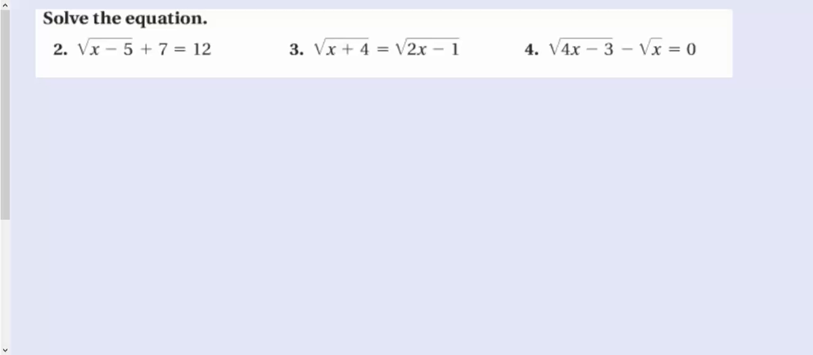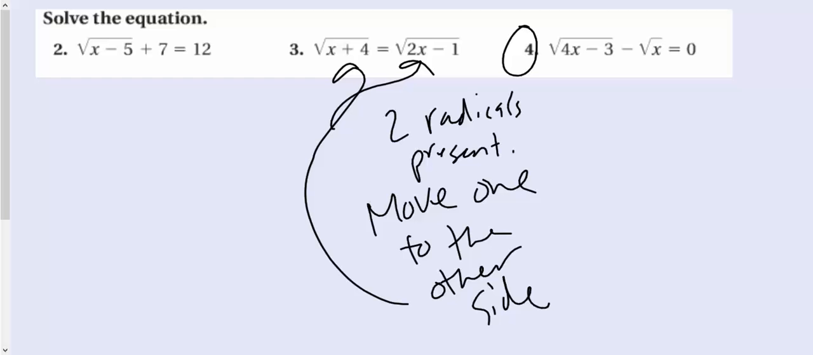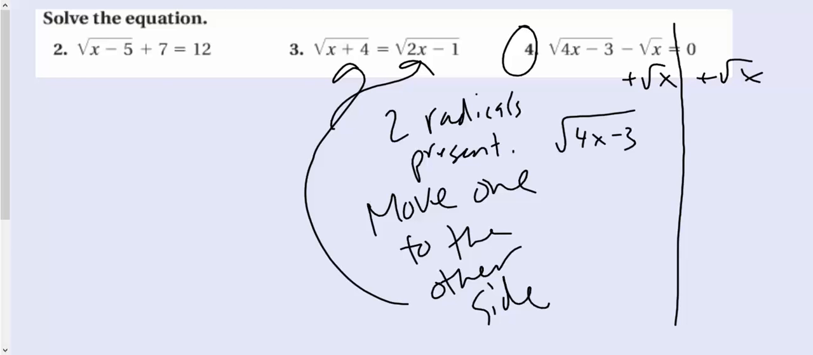Alright, there's a question here that I want to show you. It's number 4. Now this one you have two radicals. When this happens, when there's two radicals present, move one to the other side. Like this. There's there and there. So this one here, I'm going to add the root x. Okay, then square. Okay, so now I can square both sides.